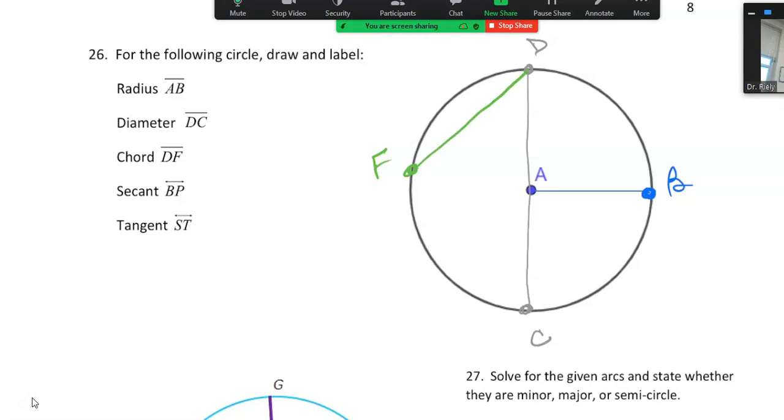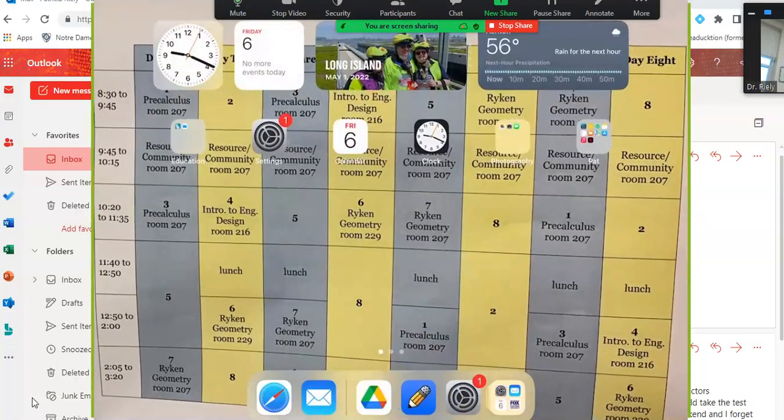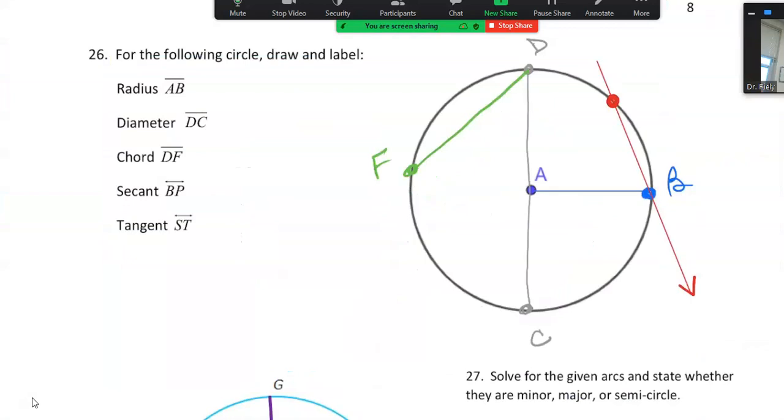Okay, the secant. The secant uses B. I already have a B. So I need a P, and I have to remember that a secant cuts the circle in 2 places, and it is a line, not a line segment. So I need arrowheads. Let me just move this over a little bit. There we go. Okay, that is your secant.